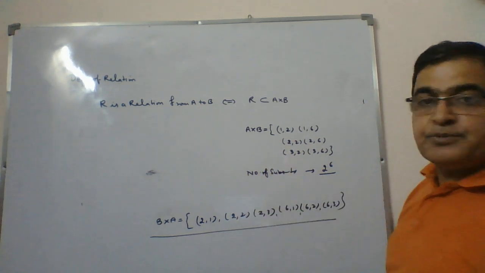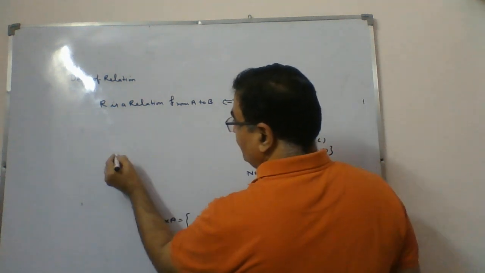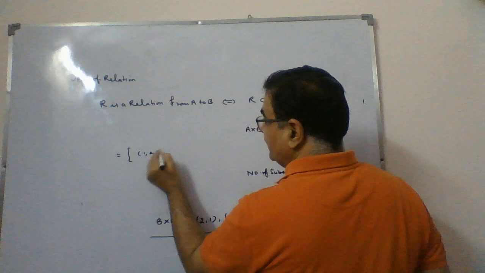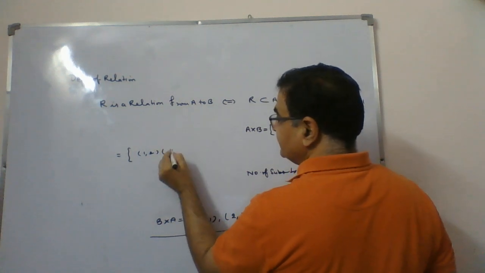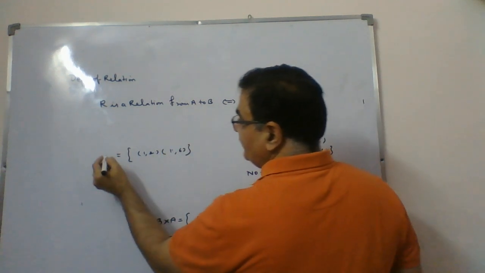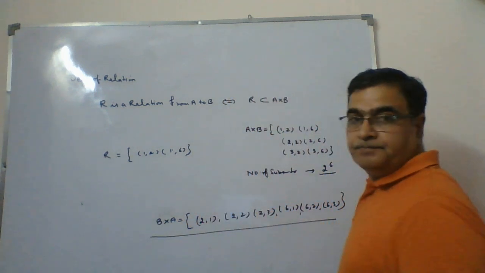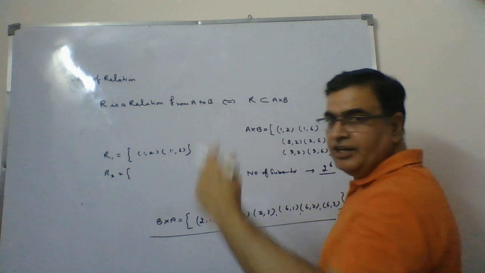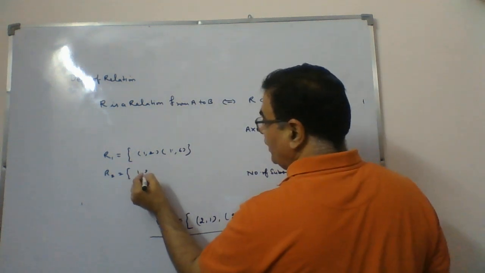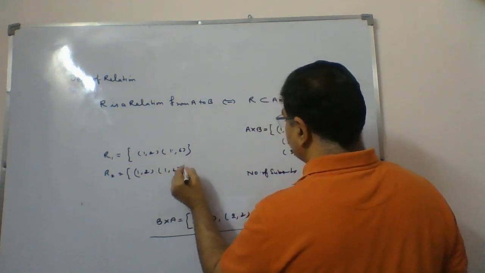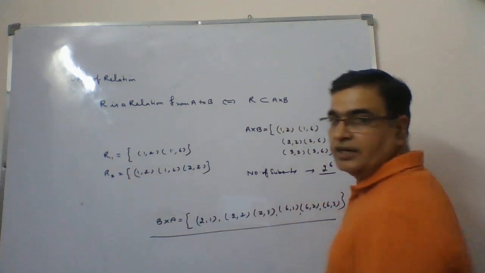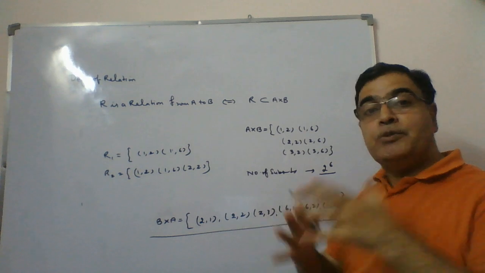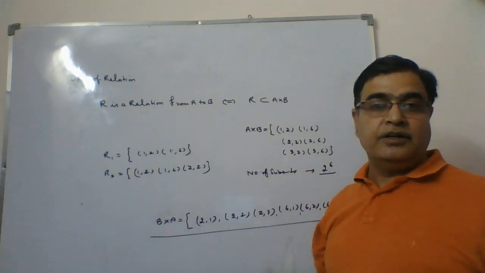And if I take any subset from this, for example, I'll take only the first 2 pairs, that will be 1 comma 2 and 1 comma 6. Then this will be called a relation. Let this relation be R1. Second relation, we'll take a second subset. Maybe we take 1, 2, 1, 6, 2, 2. This is another relation. So any subset means some of the ordered pairs you take, maybe all ordered pairs you take, you will get a relation.